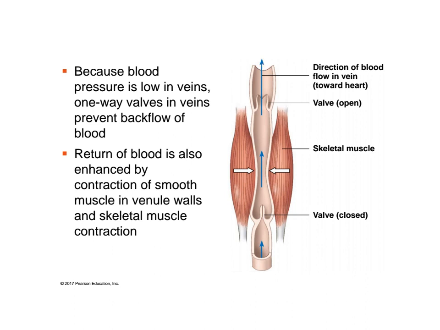Okay, so return of blood is also enhanced by contraction of smooth muscle in the venule walls. The venules do have smooth muscle, so if they contract, that can also aid a little bit in the return of blood towards the heart. And then here it talks also about skeletal muscle contraction, which is what's being shown in this picture. As the skeletal muscles contract as you're walking or running, this helps to push the blood back towards the heart through these one-way valves.